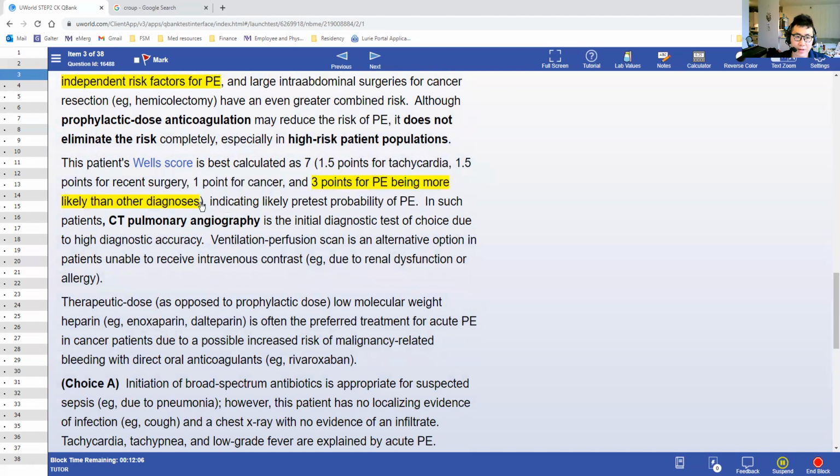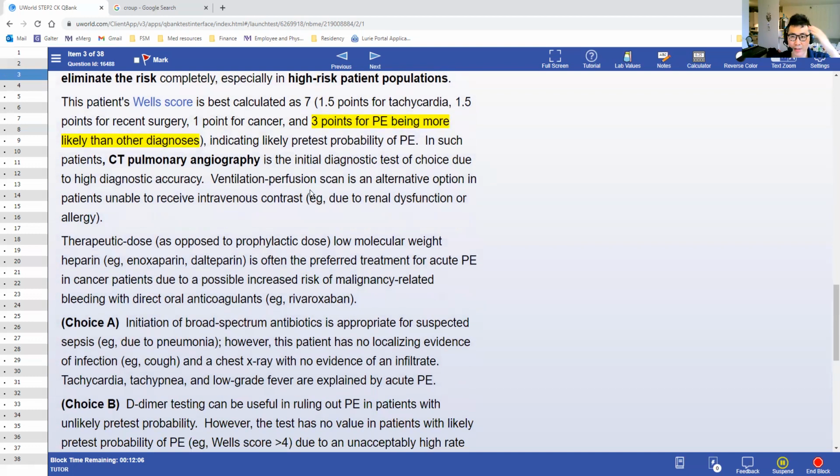Yeah, this part I forgot. And also the recent surgeries. I actually did this in my head. I only had like a score of 4, which is like you get a PE, you get a D-dimer, but that's not going to work in the post-surgical setting.